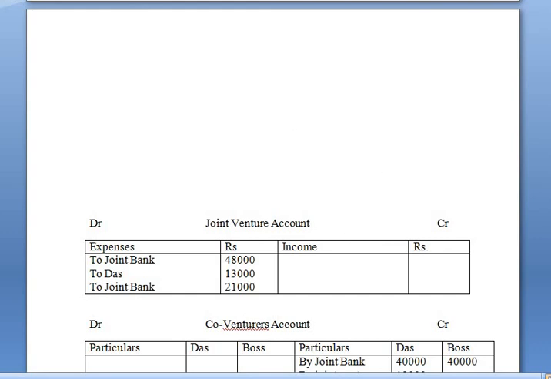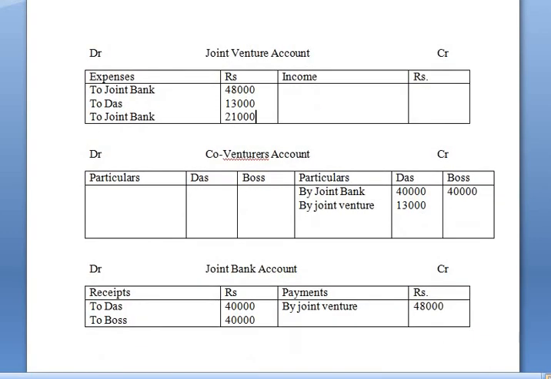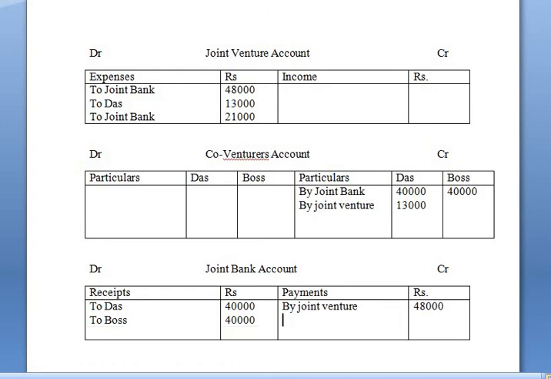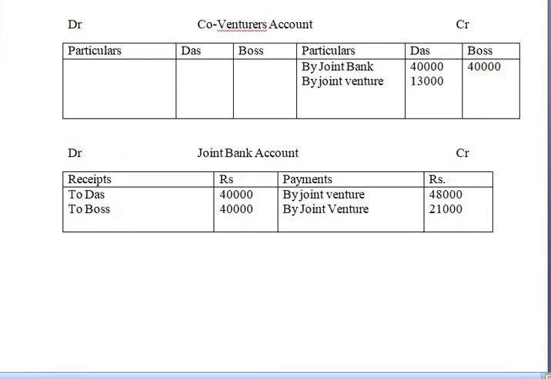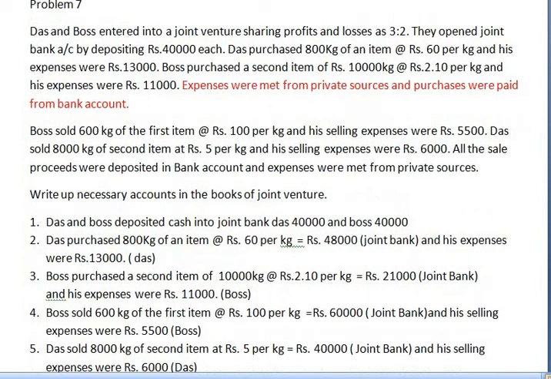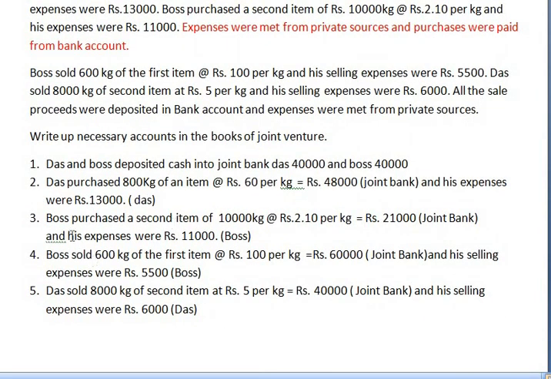So in joint bank account credit side by joint venture account. How much? 21,000. Now the next one, his expenses were rupees 11,000. So expenses were made from private source. So expense alla yaar pay madbeku? Private source nalla pay madbeku and not from bank account. So this expenses is how much? The expenses is 11,000 paid from private source. Private source nothing but boss only.